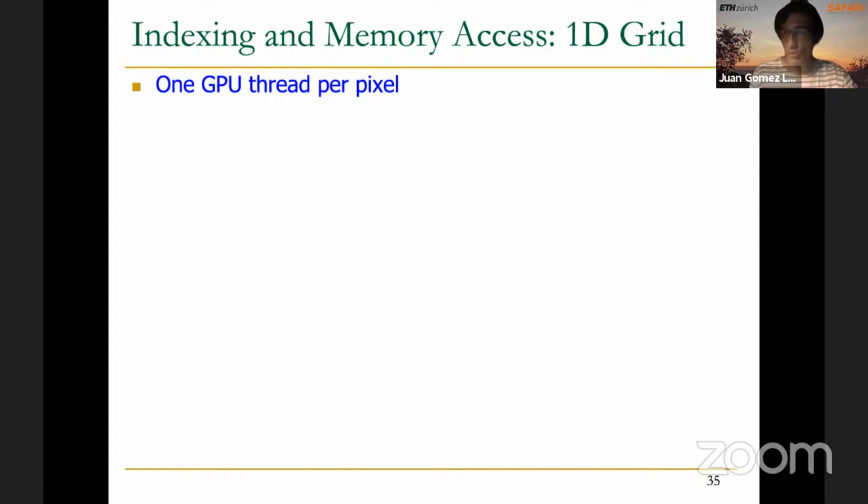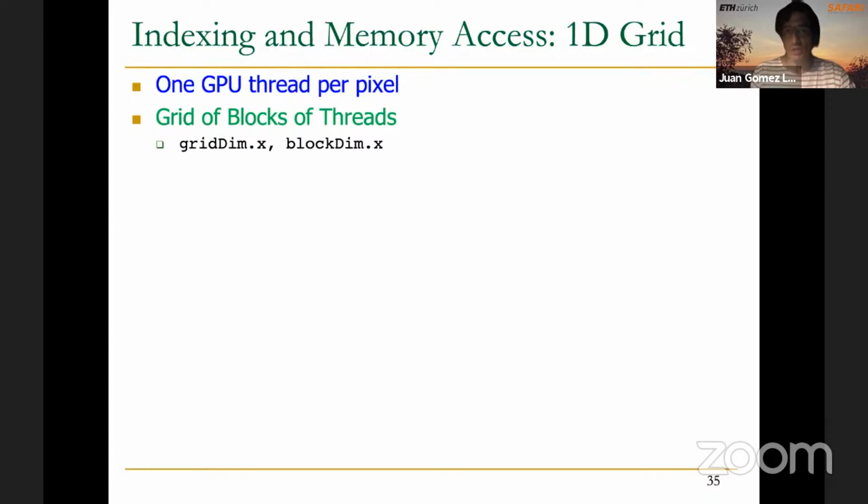So let's assume for now that we are going to assign one GPU thread per pixel. We are going to use a grid of blocks of threads, but this is going to be a one-dimensional grid, which means that we only have threads in one direction, right? We have a number of thread blocks from 0 to m, and a number of threads per block from 0 to n, or from 0 to n minus 1.